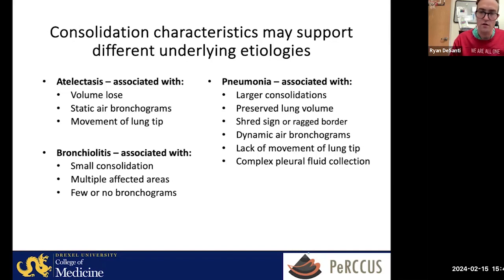If there's an effusion, it is more likely to be complex with pneumonia and more likely to not have movement of the lung tip within the effusion.